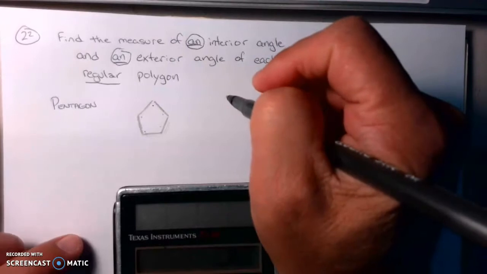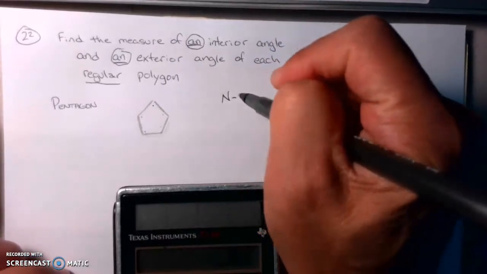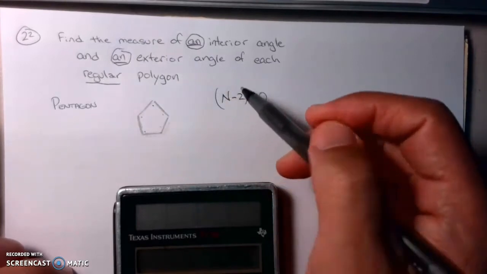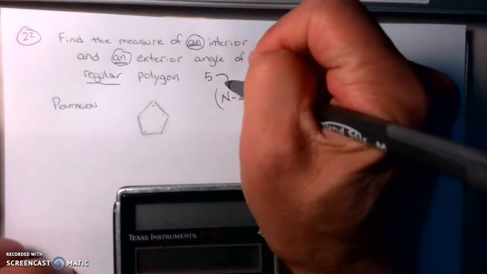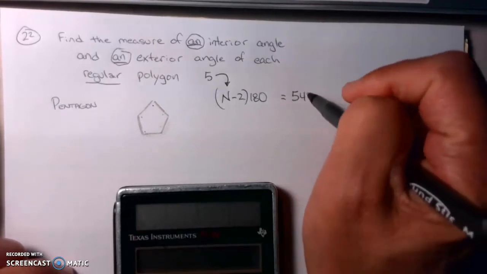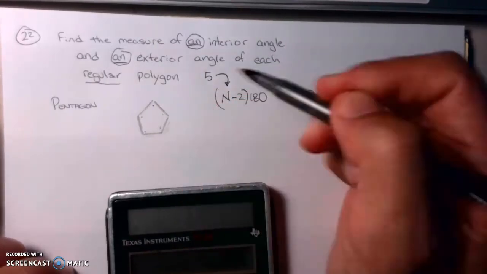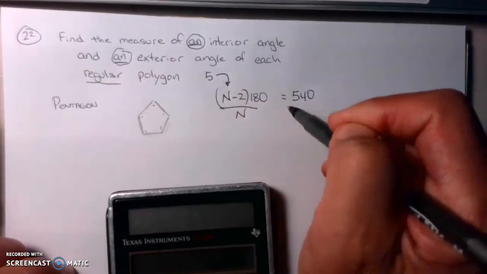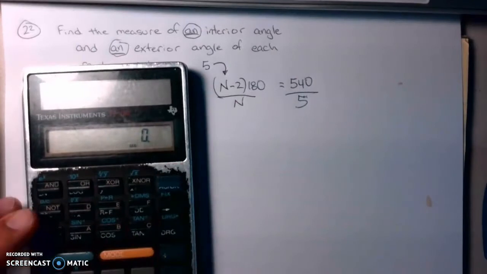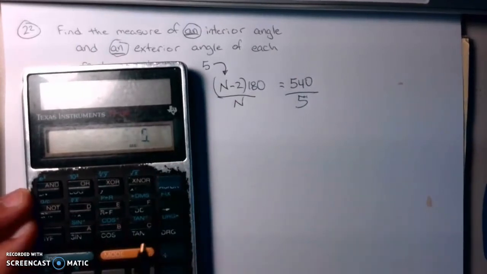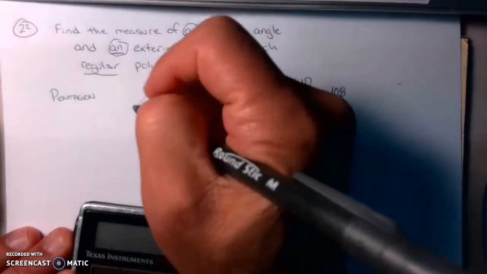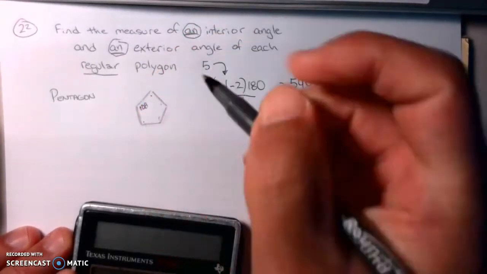So first thing we've got to do is figure out, using n minus 2 times 180, the grand total, n being the number of sides, so a 5-sided figure would go here. That would give you the grand total of 540. And then since there are 5 angles, you would simply divide by 5, divide by n, the number of sides. So 540 divided by 5 is 108. Each one of these angles inside this picture is 108.